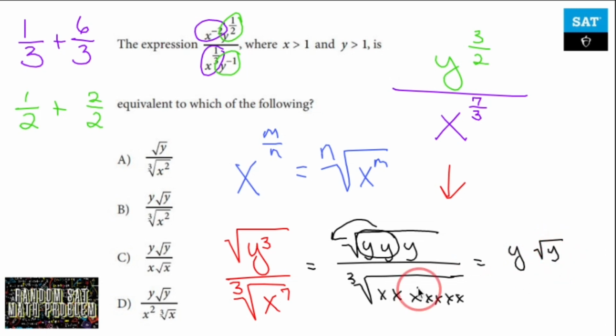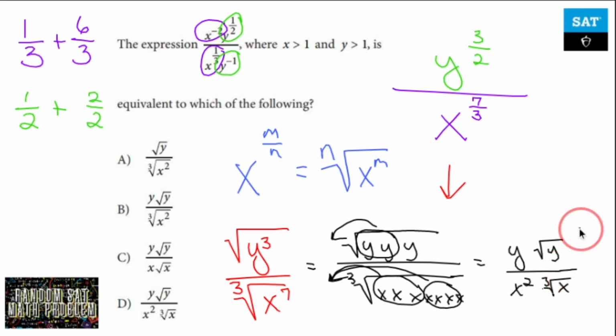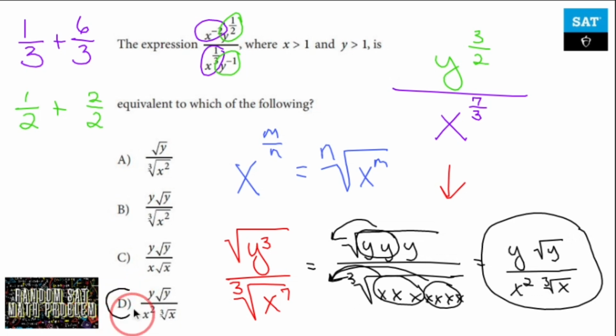Since this is a cube root, I'm going to circle a group of 3 x's and another group of 3 x's. I would bring out 2 x's, giving me x squared, and I'm left with the cube root of 1x on the inside. So after all those little rules, all of those little tricks, I have y times the square root of y over x squared times the cube root of x. My answer is D.